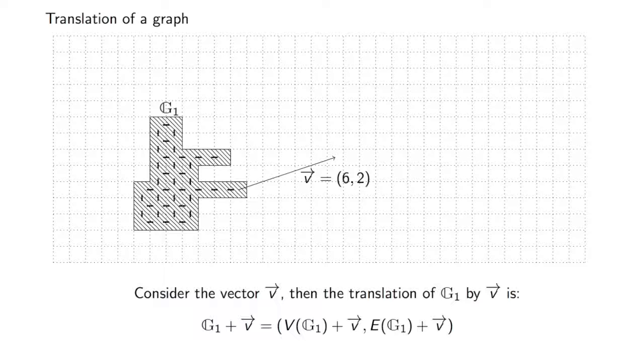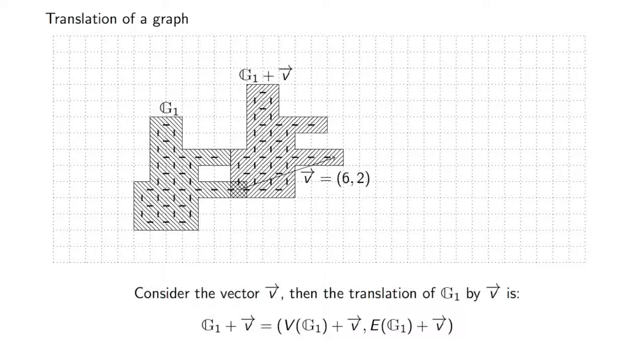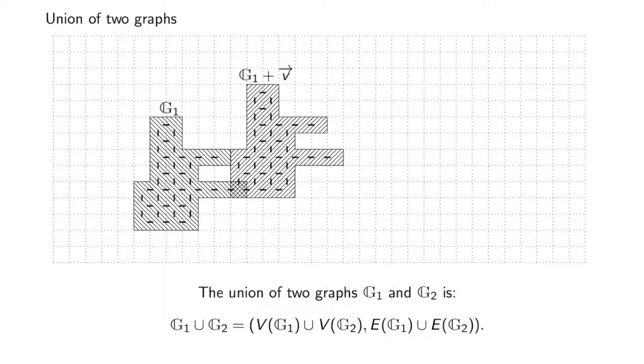In this example, we consider a vector V which is equal to (6, 2). And now we represent the translation of G1 by V. Note that G1 and its translation share a common position. The translation of G by V is denoted as G plus V. Finally, the union of two graphs G1 and G2 is obtained by making the union of their sets of vertices and their sets of edges. Here we make the union of G1 and its translation by V. We obtain the following graph.